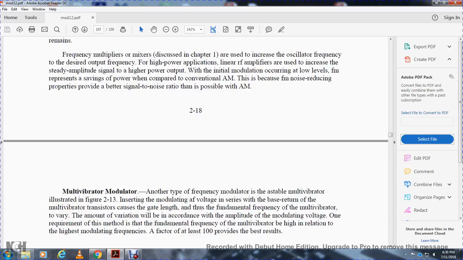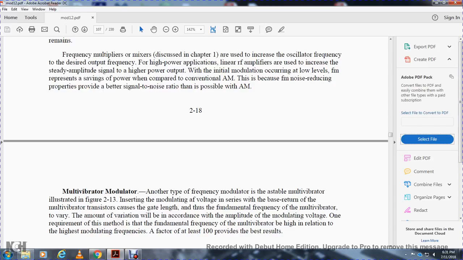Multivibrator modulator. Another type of frequency modulator is an astable multivibrator, illustrated in figure 213, showing the modulating audio frequency voltage in series with the base return of the multivibrator. The transistor gate length is varied, causing the fundamental frequency of the multivibrator to vary. The amount of variation is in accordance with the amplitude of the modulating voltage.